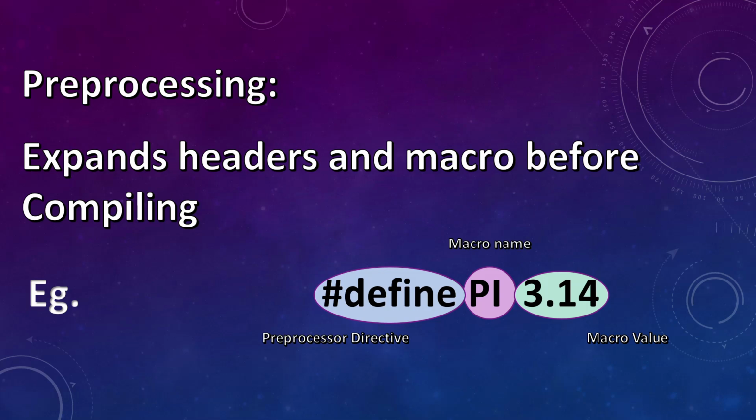Suppose we write #define PI 3.14, right? Here PI is just a symbolic name for that 3.14 number. The preprocessor replaces every occurrence of PI with 3.14. Similarly, we include a header file like #include <stdio.h>, correct?